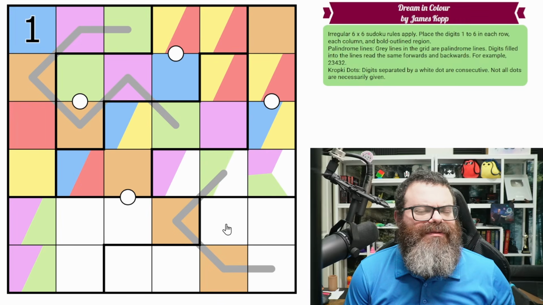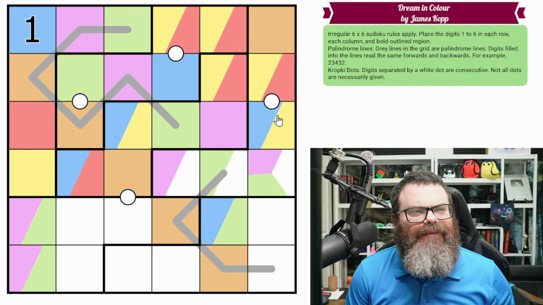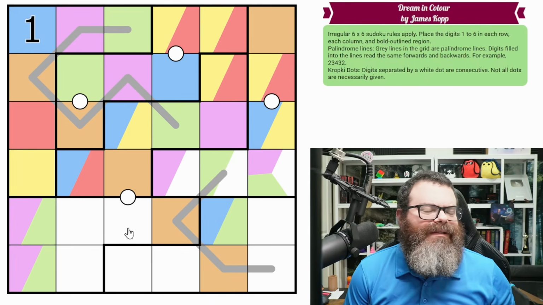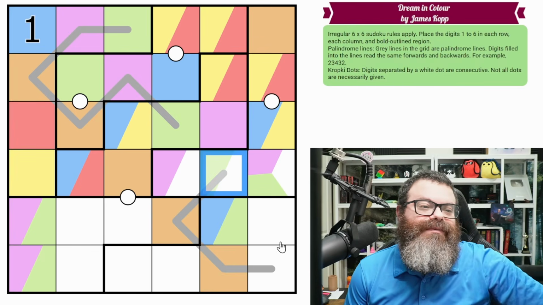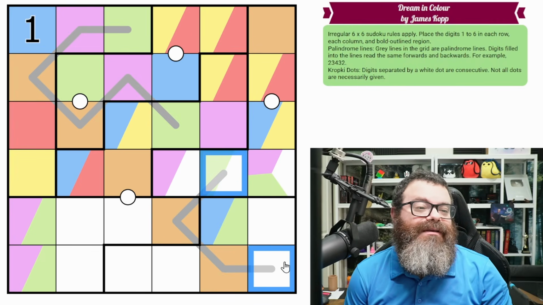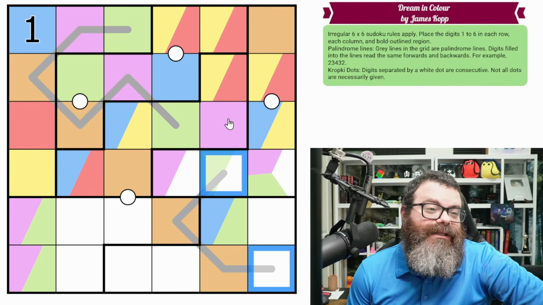I'm going to confuse myself with notation if I do that. But this is definitely blue-green. What do we got here? Clearly missing something. Is it this palindrome? We know these are the same digit. Is there a limit on what they can be? We know that they aren't orange. We know they aren't purple. What else do we know? This is in this region.